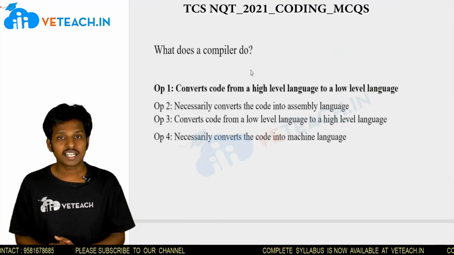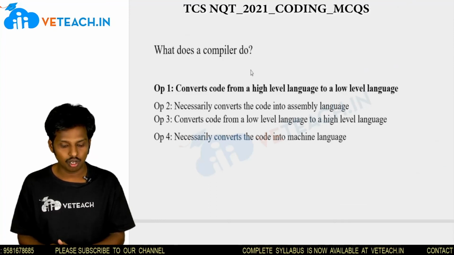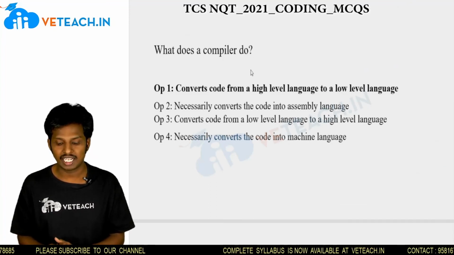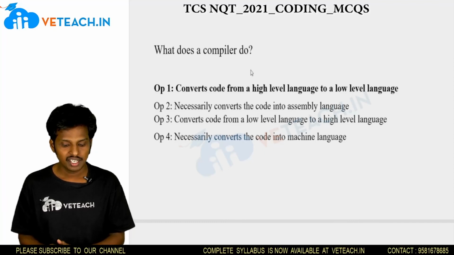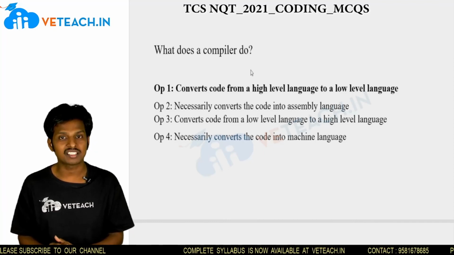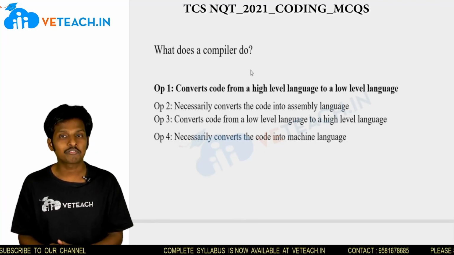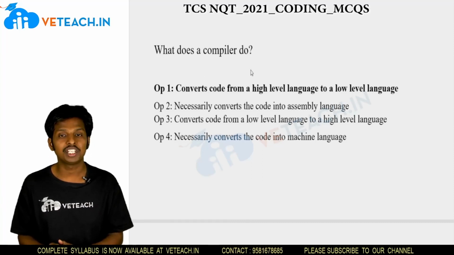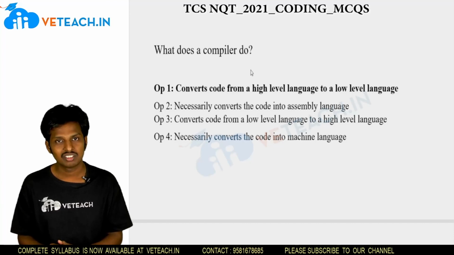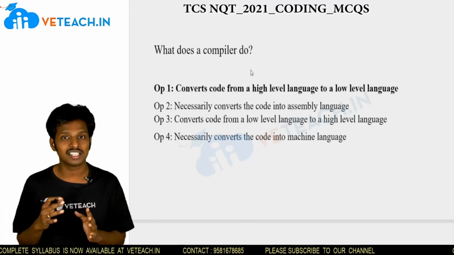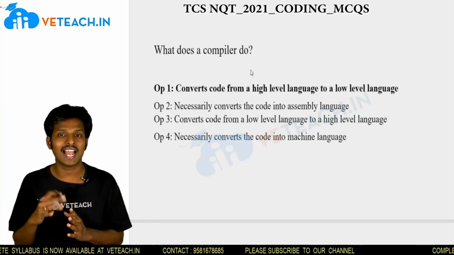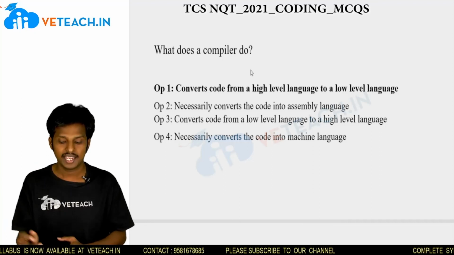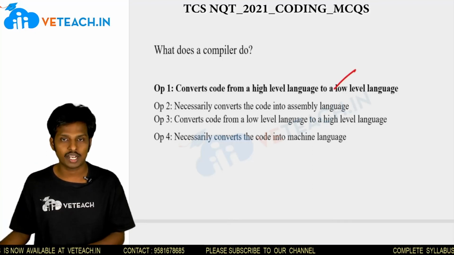Next, what does the compiler do? So the different options given are: converts code from a high level language to a low level language, necessarily converts the code into assembly language, converts code from a low level language to a high level language, necessarily converts the code into machine language. So the suitable answer according to this is that a compiler is going to convert a high level language program into a low level language program.